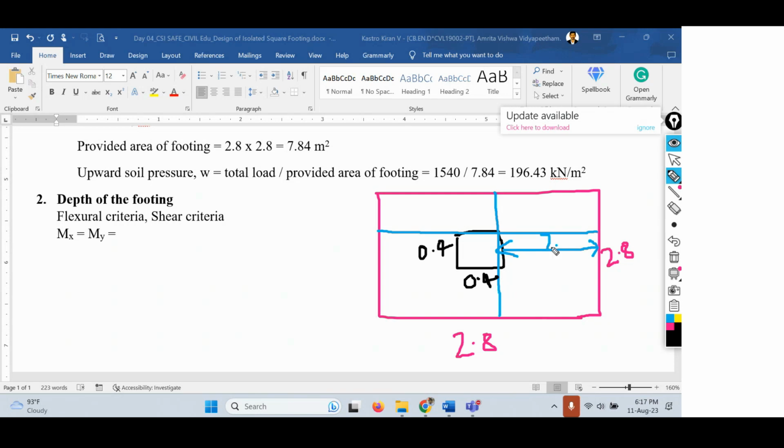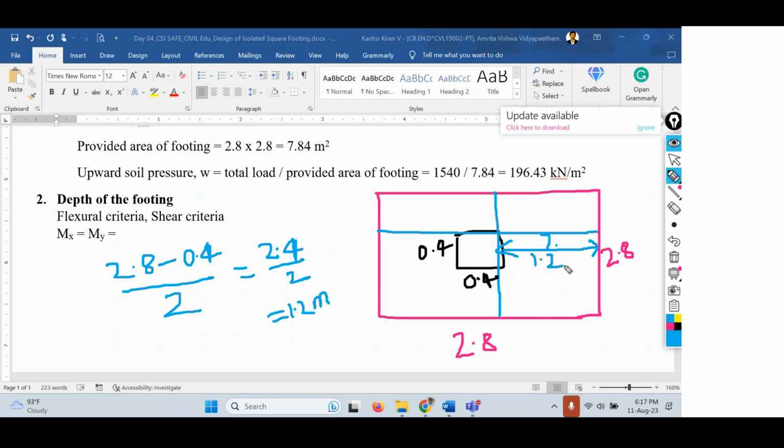So in order to calculate this distance, we have the formula: 2.8, that is the total length of the footing, minus the size of the column, that is 0.4 meters, divided by 2. So this will give you 2.4 divided by 2. That will take us to the value of 1.2. So at a distance of 1.2 meters, the maximum moment will be acting on the column.